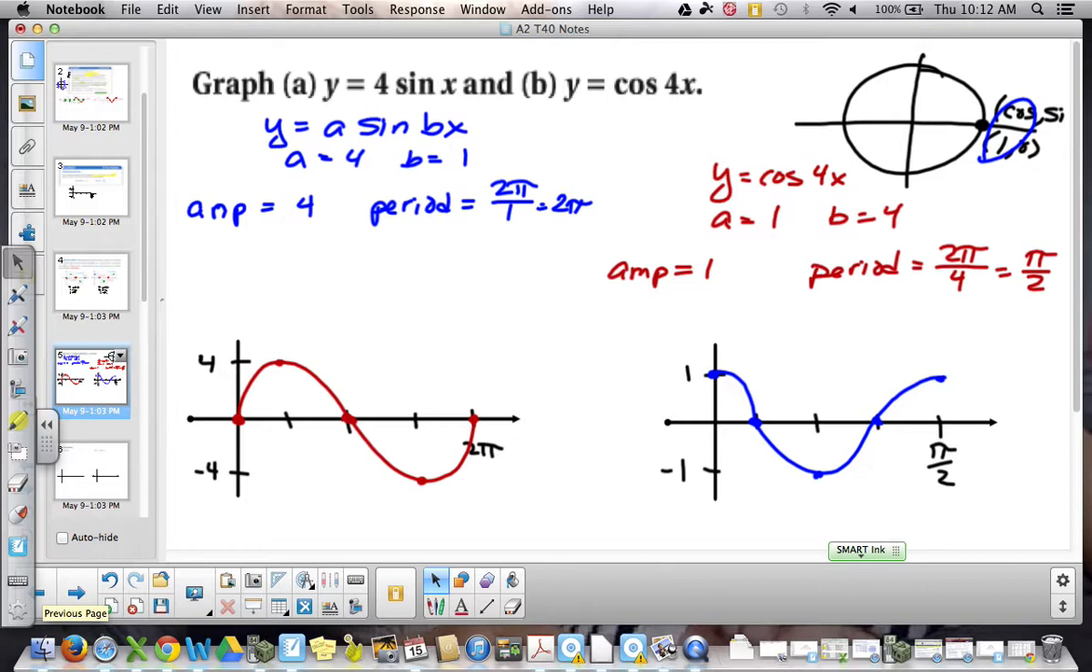All right, so that's all there is to it. When you graph sine and cosine functions, it's a matter of identifying your amplitude and your period to help you set up your axes, and then using those 5 key points. So sine, you start and end at the x-intercept. Cosine, you start and end at the maximum. So from there, you should be able to figure out where the other points go.